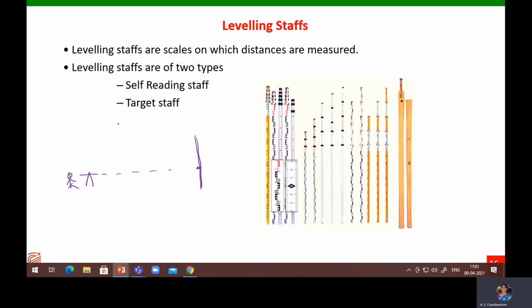The next type is the target leveling staff. For target leveling staffs, we have an instrument set here, and this instrument can send a laser beam which is directly seen on the leveling staff, and the reading can be taken by the person holding the staff also. But in the case of a self-reading leveling staff, this is not possible. Only the person who is handling the instrument has to take the reading. Now if we are seeing the leveling staff like this through the telescope, we have to take the reading where the horizontal line coincides.